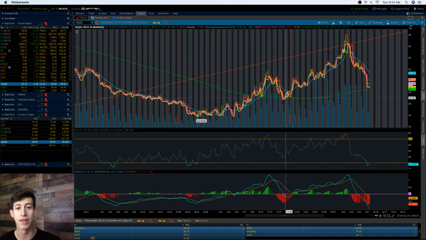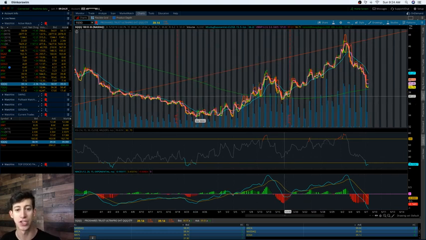Now this is what normally happens, again, not always, but normally happens when something tries to identify a support. And this is the second step, right? So we talked about the rejection. Now it's the consolidation, meaning that it literally doesn't make higher highs, it doesn't make lower lows.